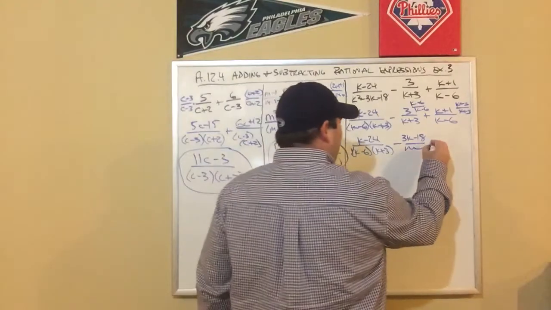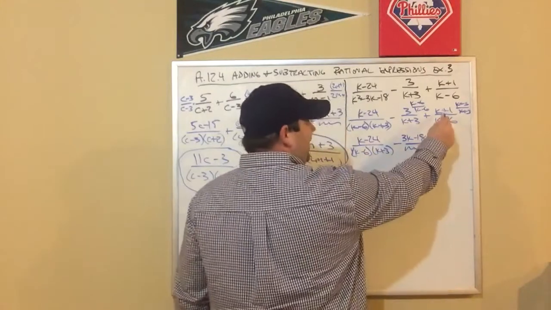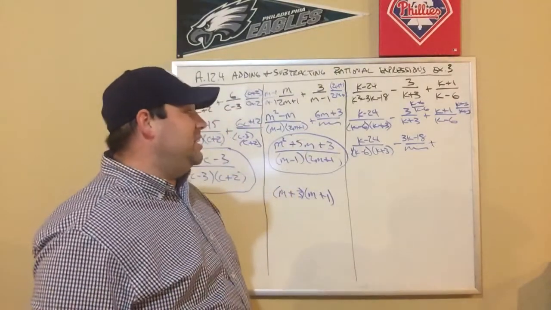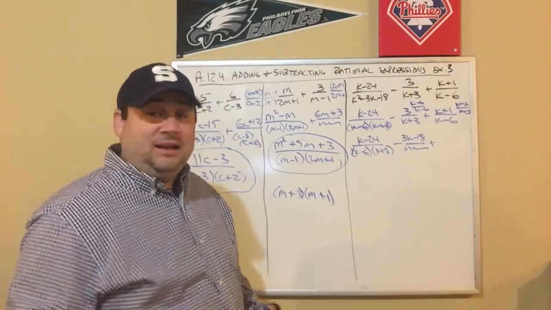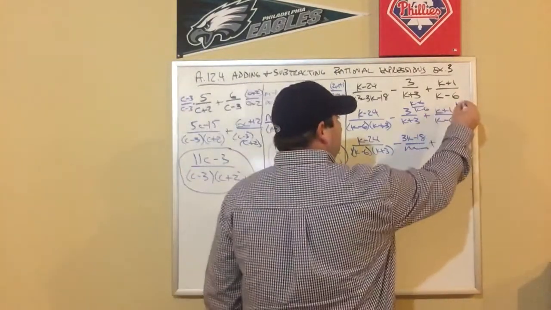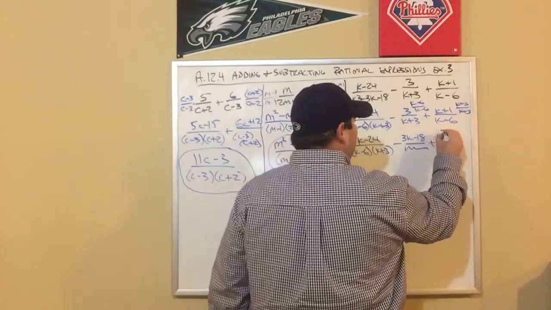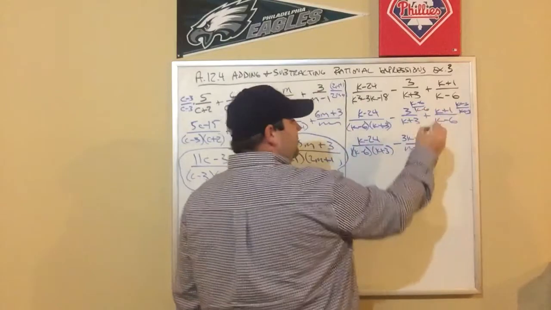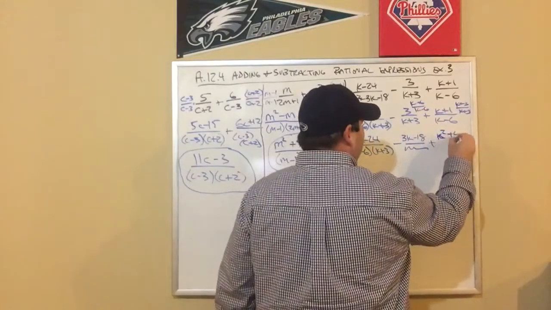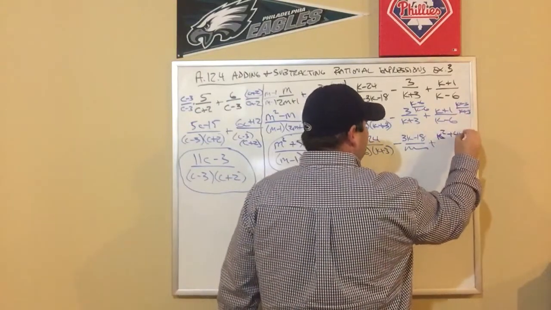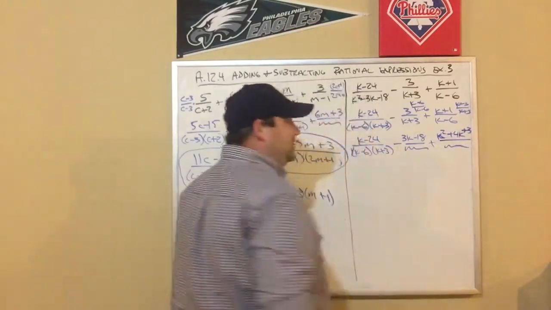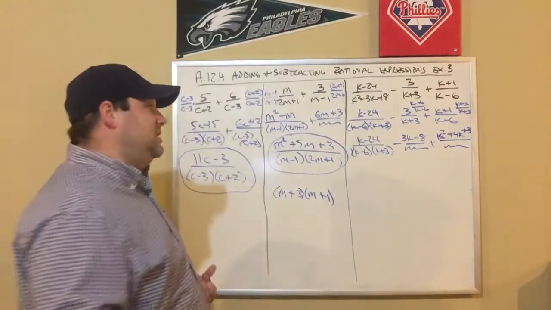And then the last one, this one's a little tricky. I've got k plus 1 times k plus 3. I've got to FOIL that. I've got to do first, so that would be k squared. And then I've got to do my outer and inner. That would be 3k plus 1k, which would be 4k. And then 1 times 3, which is 3. And again, that's all over the same denominator, k plus 3 times k minus 6.